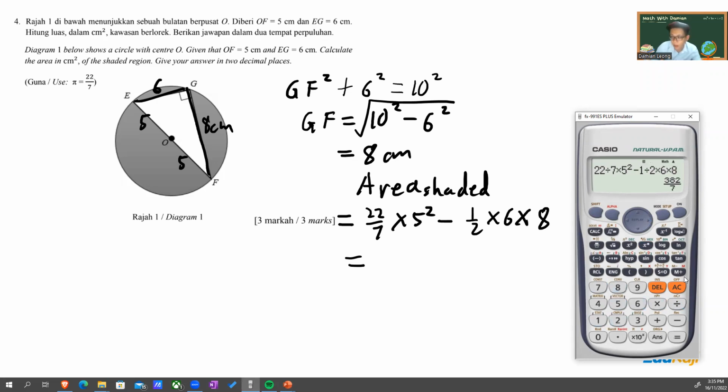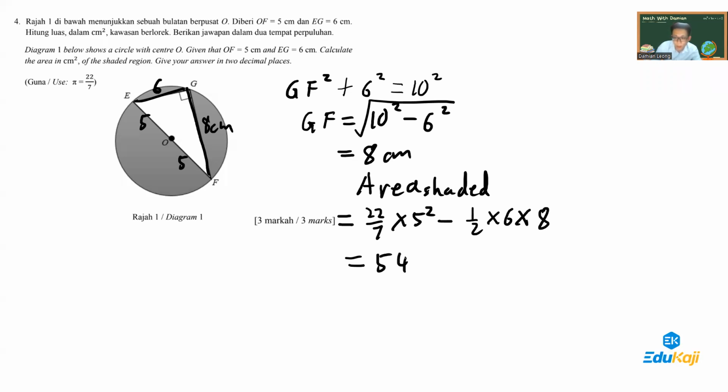So you can straight away count. 54.571. Correct to 2 decimal places, 54.57 cm squared. That is question 4.